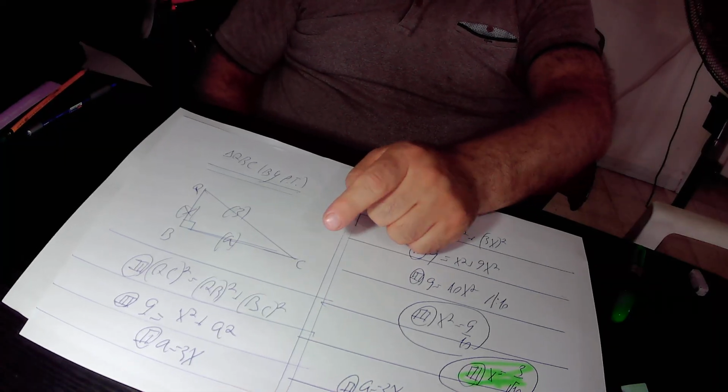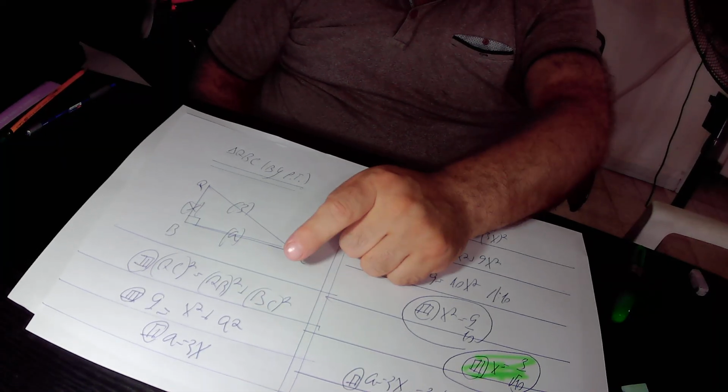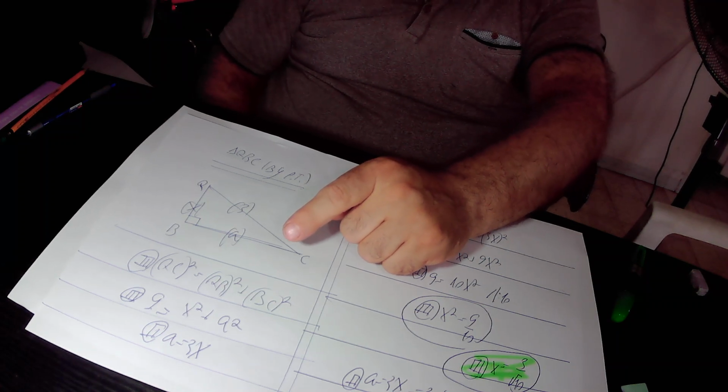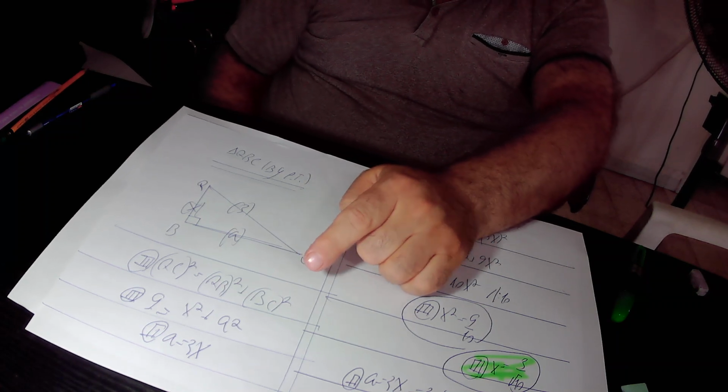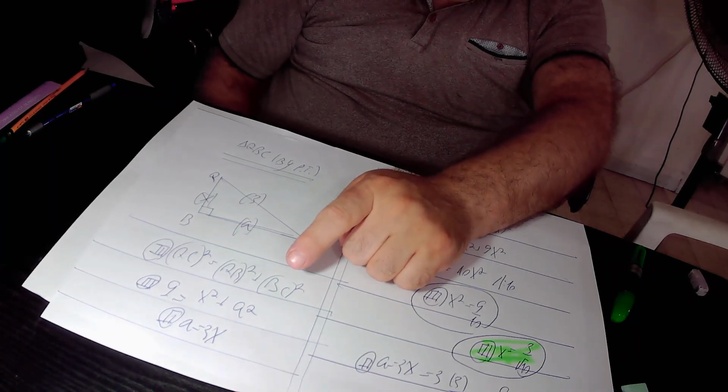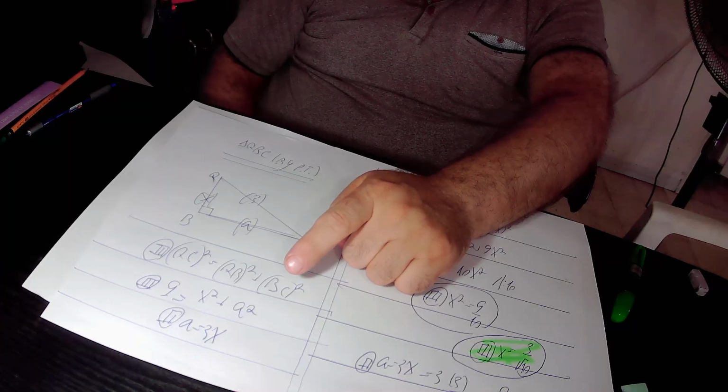QC is 3, therefore QC squared is 3 squared, this is 9, and it is equal to QB squared. QB is x, therefore QB squared is x squared, plus BC squared. BC is a, therefore BC squared is a squared. So in total, according to equation 3, I shall find out that 9 equals x squared plus a squared.